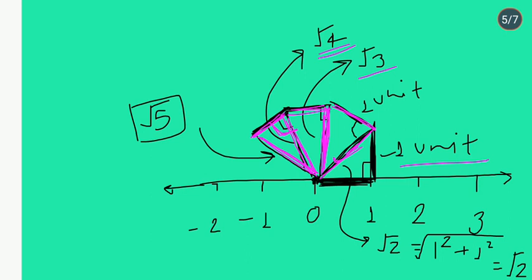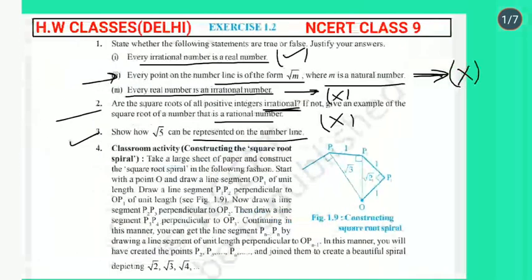Now we will move on to the next question. The next question is the classroom activity, constructing the square root spiral. I have already discussed this. So what is the question? Classroom activity, constructing the square root spiral. Take a large sheet of paper and construct the square root spiral in the following fashion.